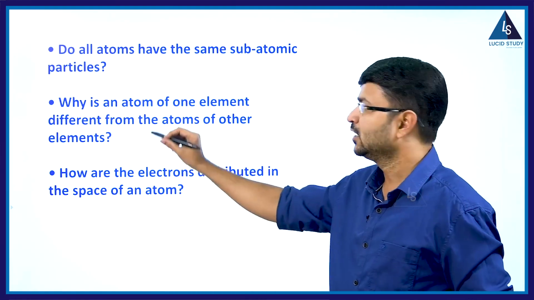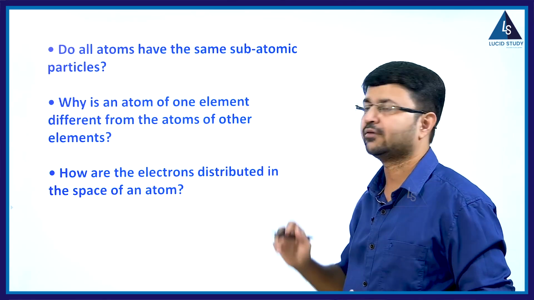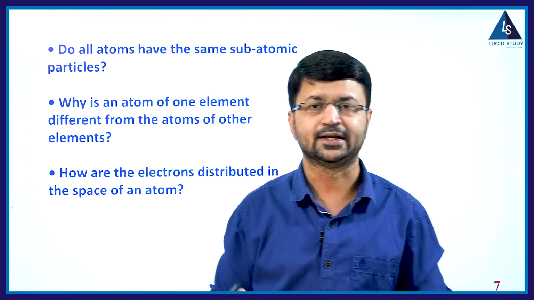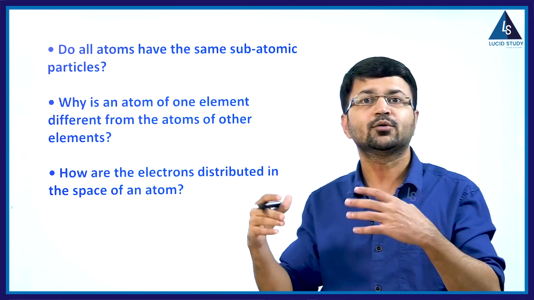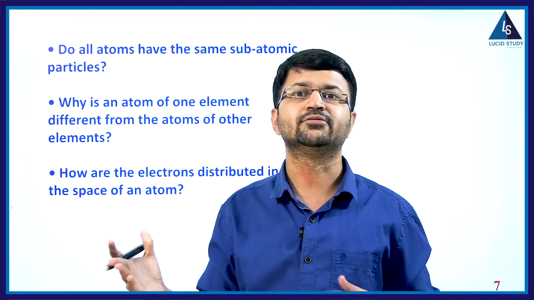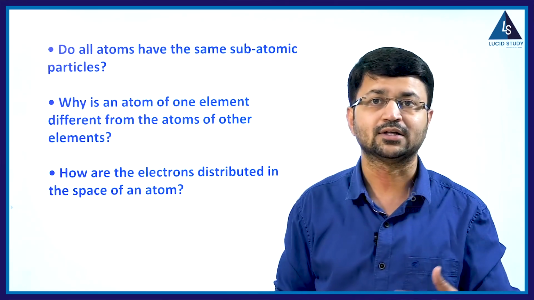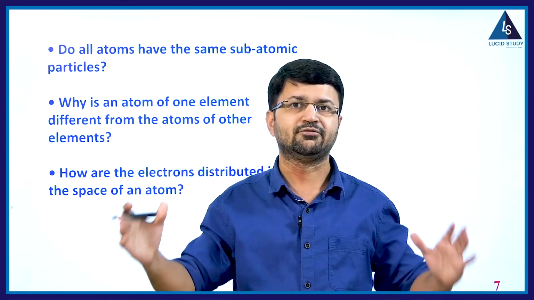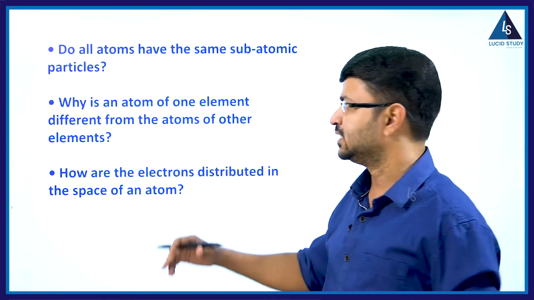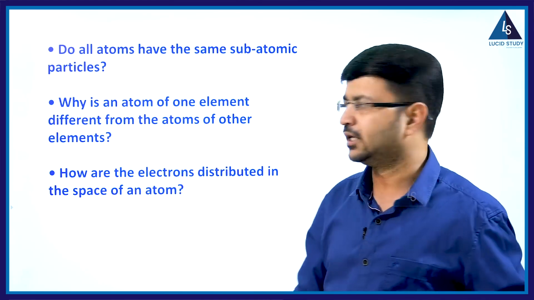Why is an atom of one element different from the atom of another element? We have a total of 118 elements. On what basis do these atoms differ from each other? As I just said, the number of subatomic particles is different, and because of this reason the atoms of different elements are different.